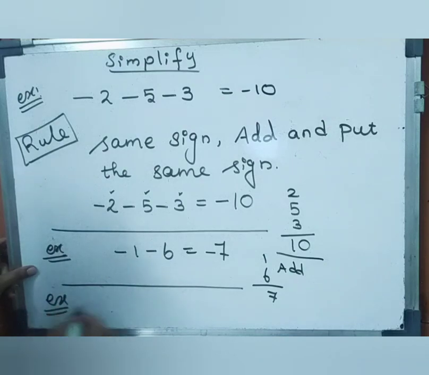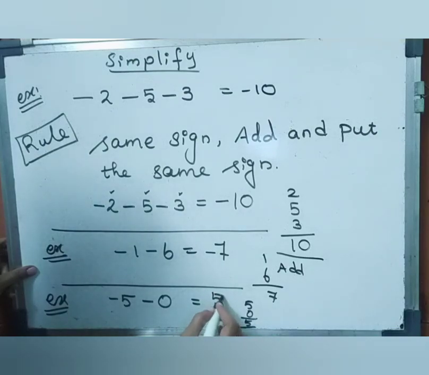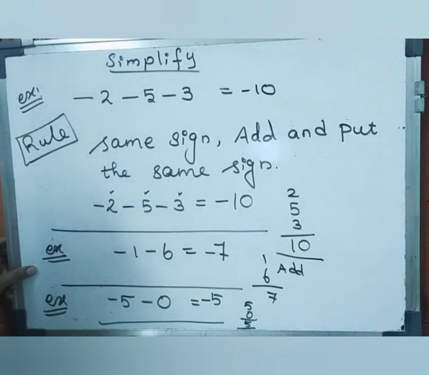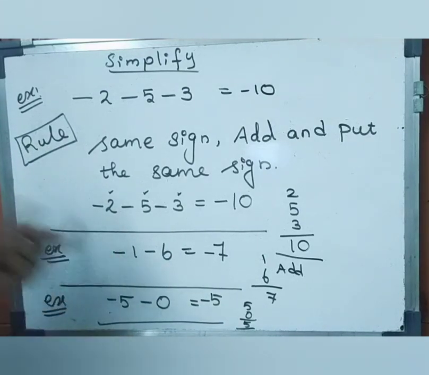And the next example: minus 5, minus 0. Same thing, what do we have to do? The same sign; 5 and 0 I am going to add. So what is the answer? 5. What same sign am I going to give? Minus. And more than that, when we are adding or subtracting 0 from any number, subtraction of 0 from any number, or addition, one number plus 0, we will get the same number, with the same sign. So this is a rule to add. First rule: same sign, add and put the same sign.